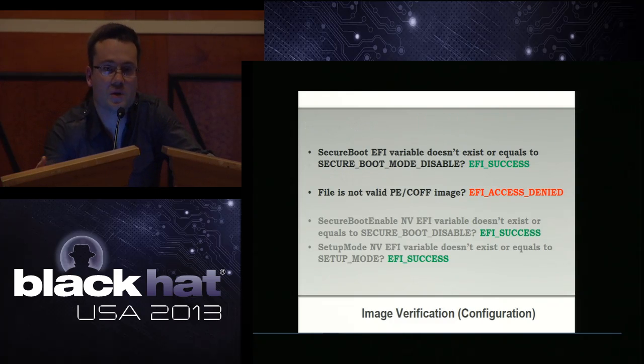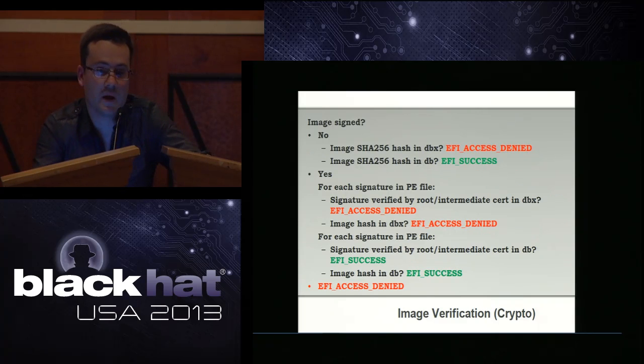After checking the policy, it checks configuration. If secure boot is disabled, there's no need to do any checks. If the file is not in a recognized format, then it's not allowed to execute. In earlier versions of the UEFI code, they checked some other things, like secure boot enable directly or setup mode, but now those checks are redundant because they feed into the first check, so they were removed. Once those checks have passed, of course you need to check the actual crypto.